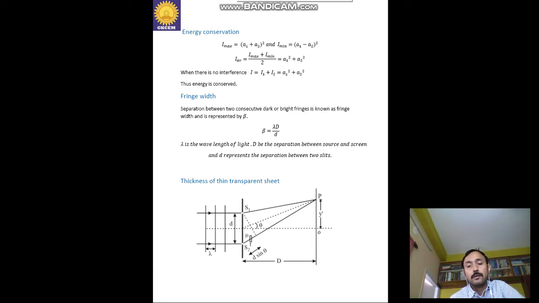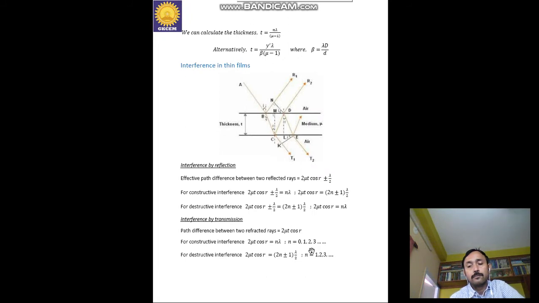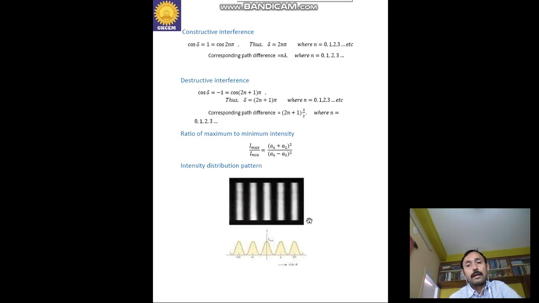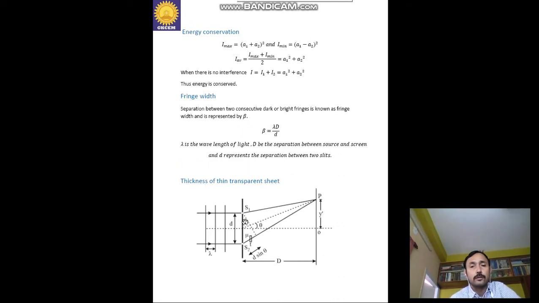If we come to the previous slide, we can see these are the bright fringes, and these are the dark fringes. So the separation between two consecutive bright fringes, bright to bright, is the fringe width. Similarly, this one is the fringe width. The distance between two consecutive bright or dark fringes is known as the fringe width.